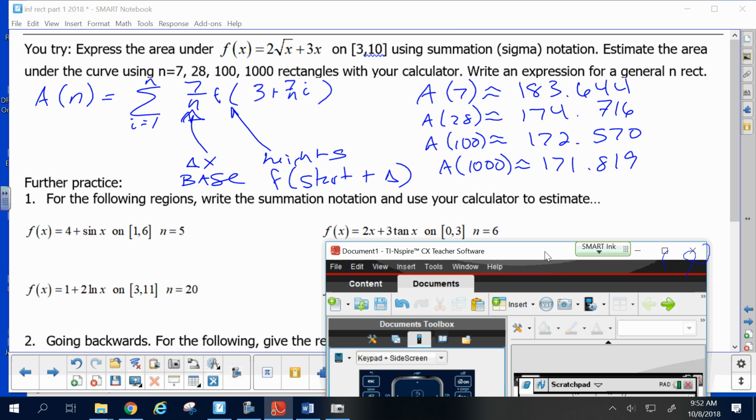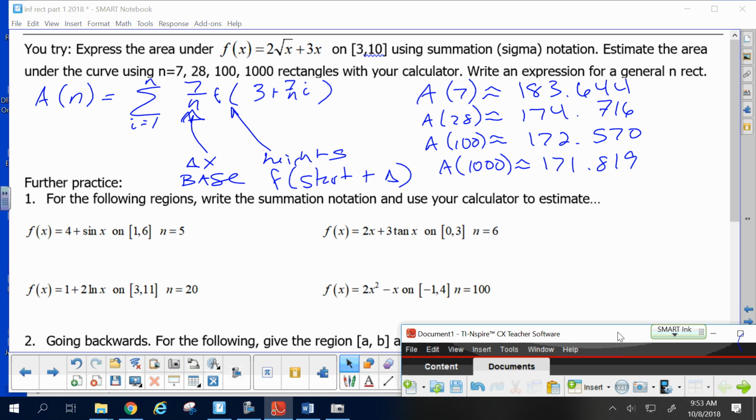All right, so it looks like we're getting closer and closer to the 171-ish region. Are we good? Okay, let's look at this a little differently. We're going to blow off the calculator part of this. It seems like that's going okay. So for the following, write the summation notation. The area function here with n equal 5 would be, let's start with delta x. What's delta x for this first one?